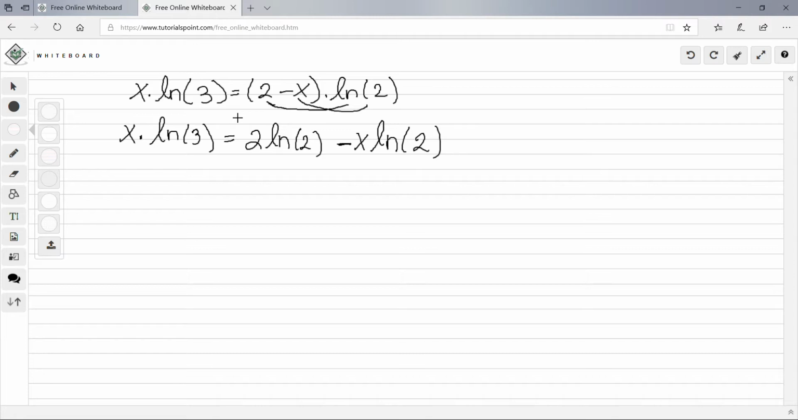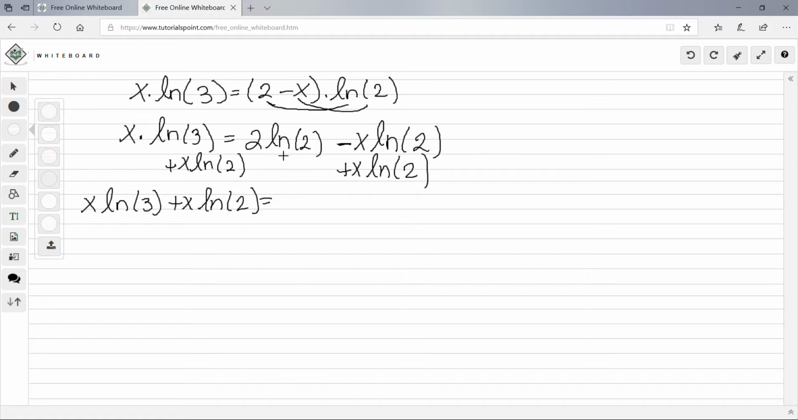Okay, so remember our goal is to solve for x. Where do we have an x? We have an x right here, this negative x ln of 2, and this x ln of 3. Let's move all the x's to one side, so let's move this to the left. How I do this is I'm going to add x ln of 2. So on the left side, you're going to have x ln of 3 plus x ln of 2 equals, remember, we didn't do anything to this one, so it stays where it is: 2 ln of 2.